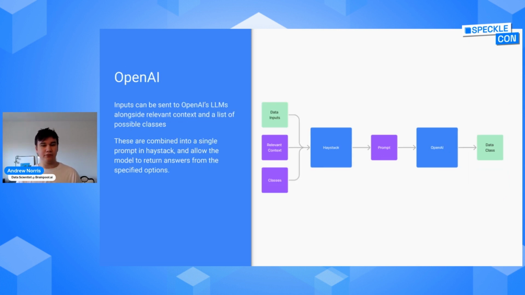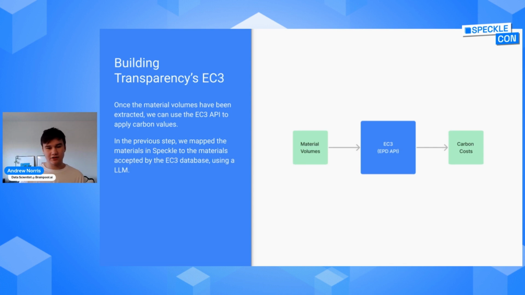And then finally, we send our data inputs with the context, and then a group of classes, which are the expected outputs that we might want to get, to OpenAI's functions API, and we can get back the desired data class mapping. And then the final step is once we have that data class mapping, we'll have a material category for EC3, and we'll be able to apply carbon cost to it immediately.